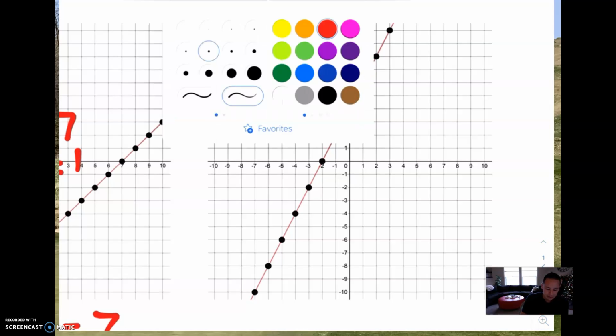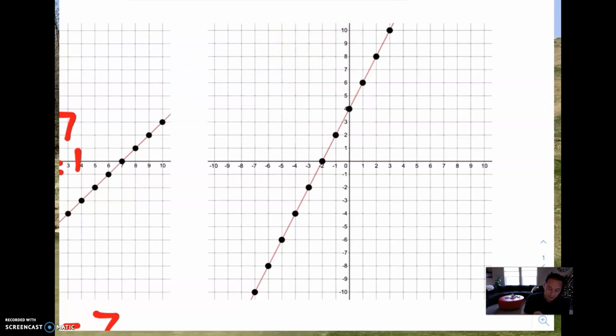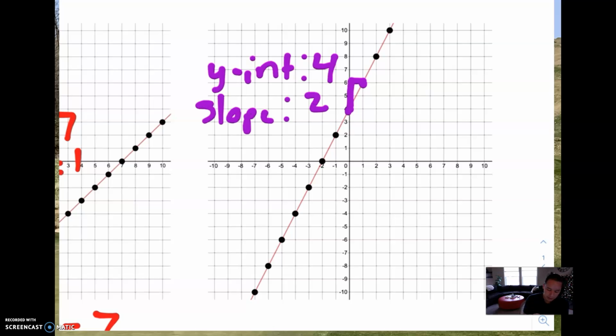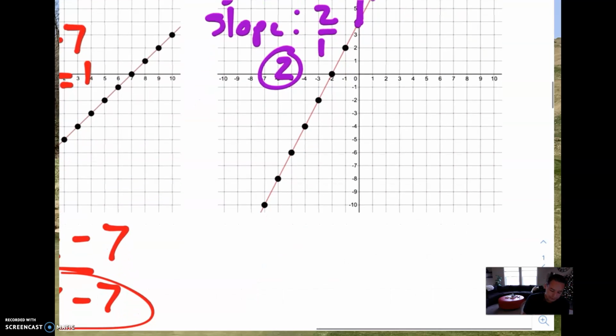And the last one that we're going to do together, we're going to start with the y-intercept, and that y-intercept is going to be up there at 4. And as you go from left to right, let's go ahead and pick the next point up to the right. It's going up by 2 and over by 1. So in this case, your slope is going up by 2 over by 1. And again, if you reduce 2 over 1, it just equals 2. So our final equation will be y equals 2x plus 4.